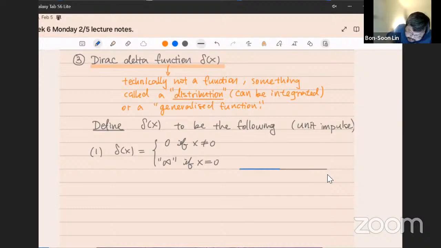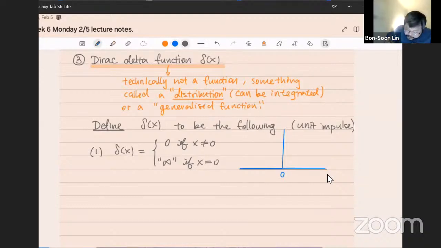Let me try to draw it. So it's trying to be 0 everywhere. And at 0, this is delta of x, it is suddenly this infinite spike right here. There's a spike. And then it's 0 everywhere later. So it just says 0, infinity, and then 0, like this.